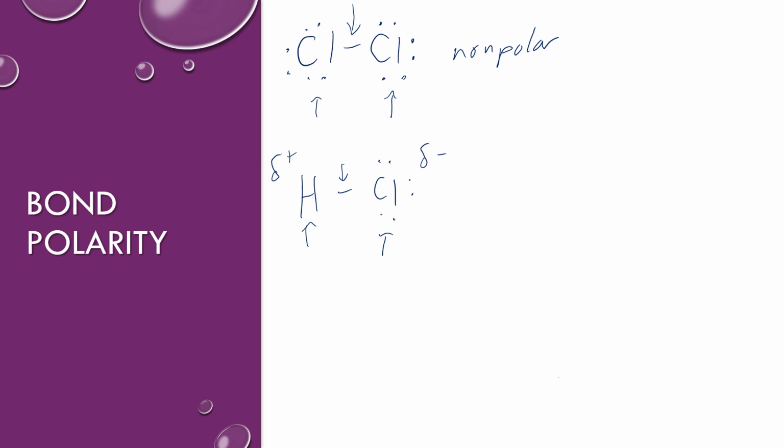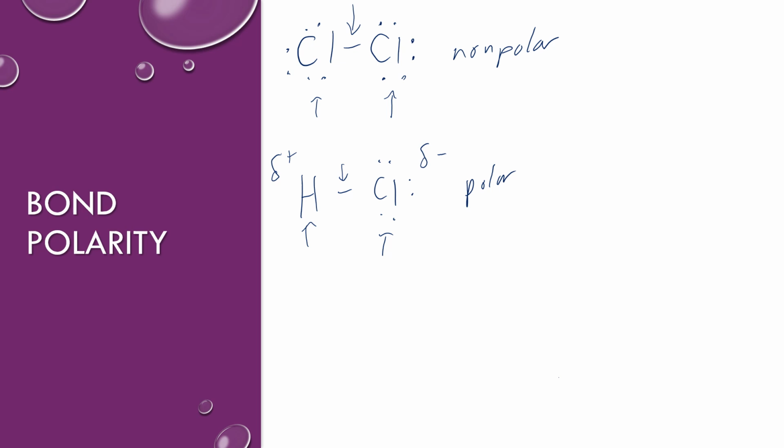The Greek letter there just means partial, so like a partial positive, partial negative. So because it's not sharing those evenly, we call that a polar bond. It is still a covalent bond. They're still sharing their electrons, but it's sharing unevenly.